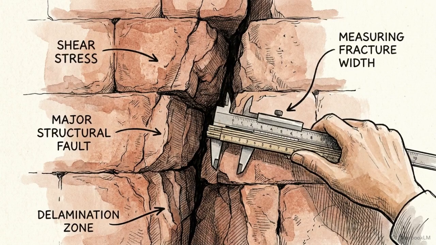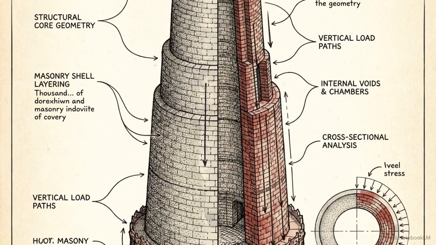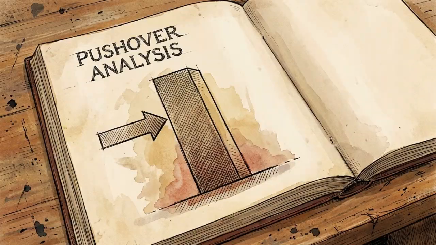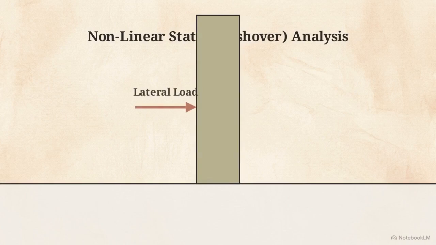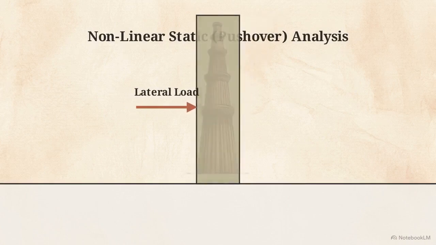Accurately assessing heritage structures is difficult. Modeling the nonlinear mechanical behavior of ancient masonry in 3 dimensions requires massive computational power that is rarely available. To manage this complexity, engineers often rely on a nonlinear static analysis, commonly referred to as a pushover analysis. This method simplifies the problem by applying a monotonically increasing lateral load to simulate earthquake forces.